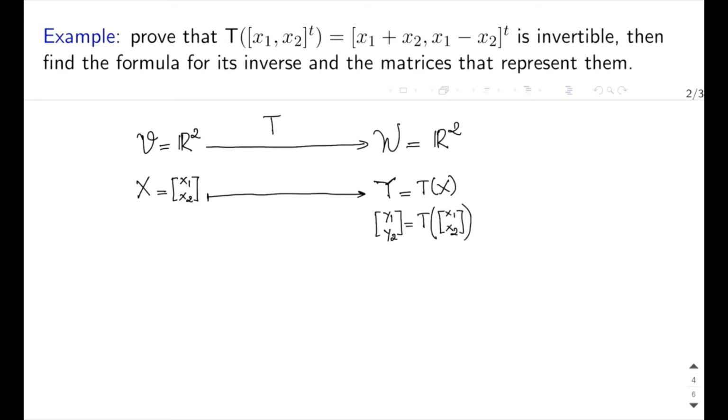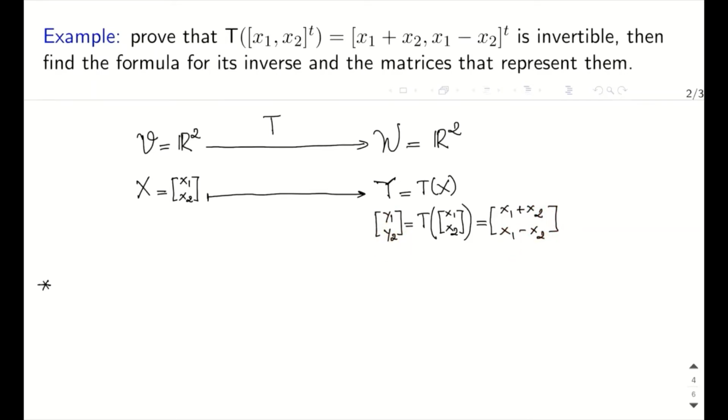How are you going to compute the Y1 and Y2 here? That's what the formula given to you on the top means. In order to get the Y's, you need to add X1 and X2, and then for the second entry, you subtract them accordingly. So Y1 will be X1 plus X2, and Y2 will be X1 minus X2.